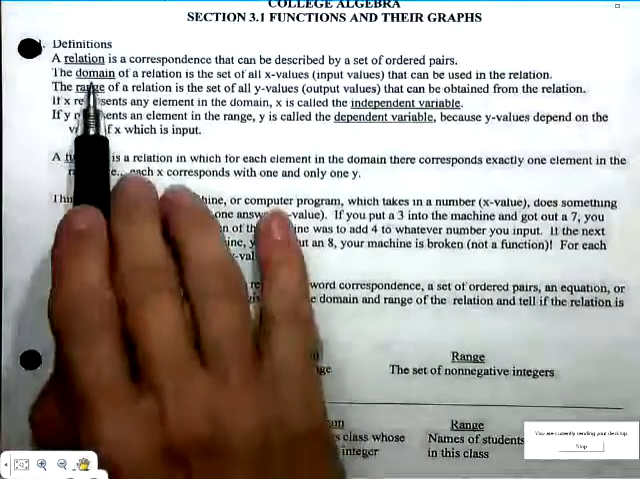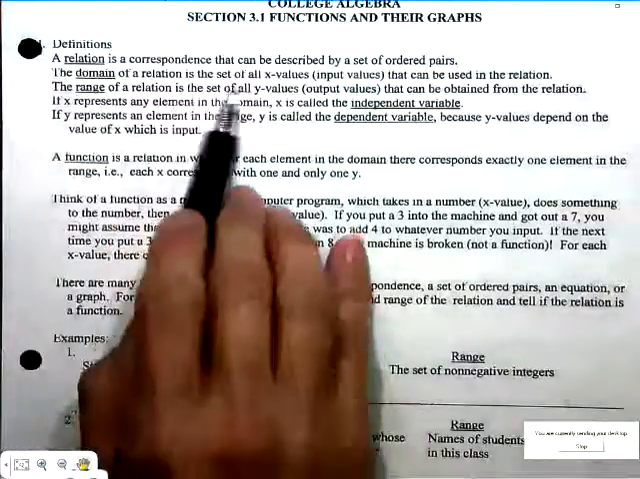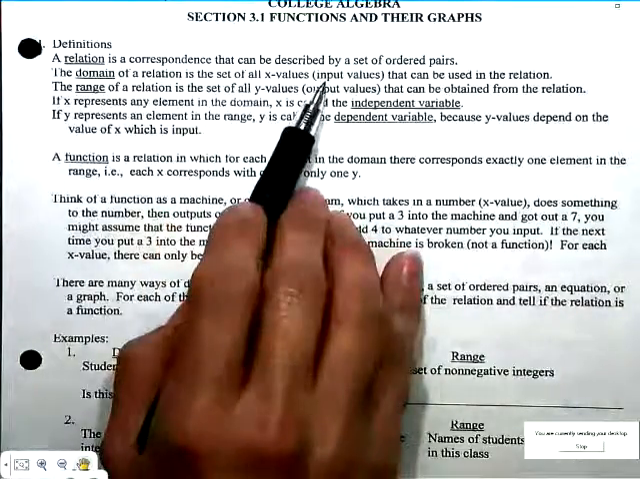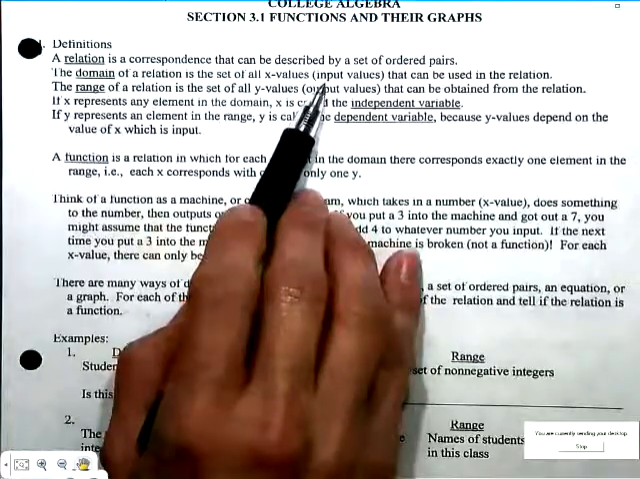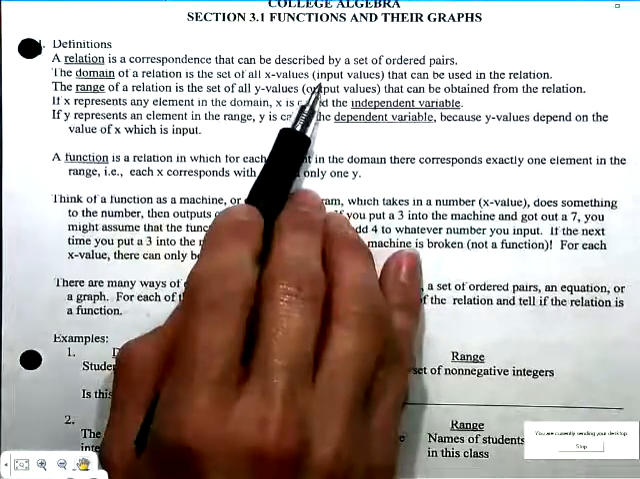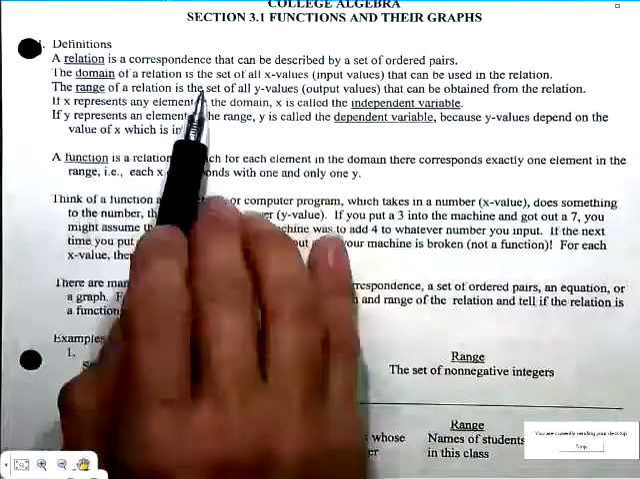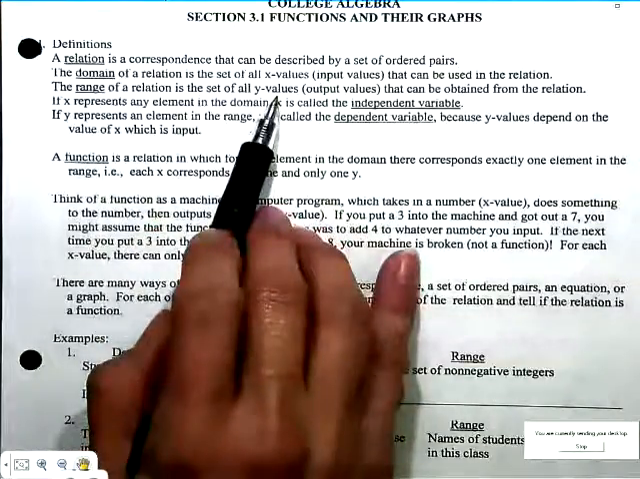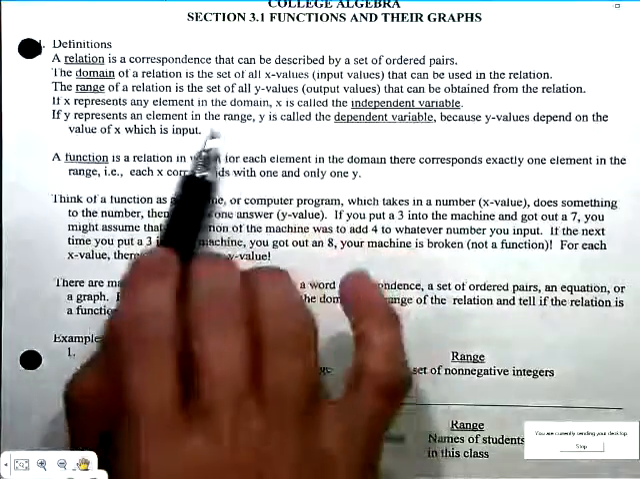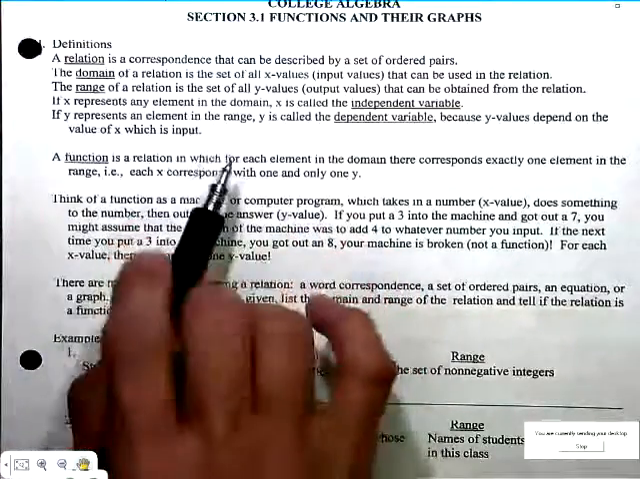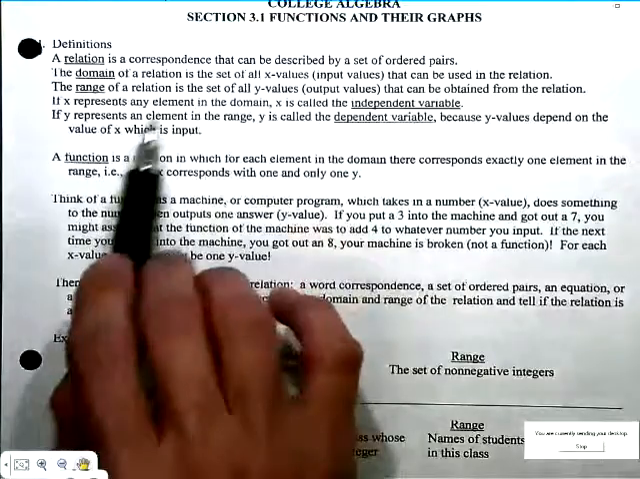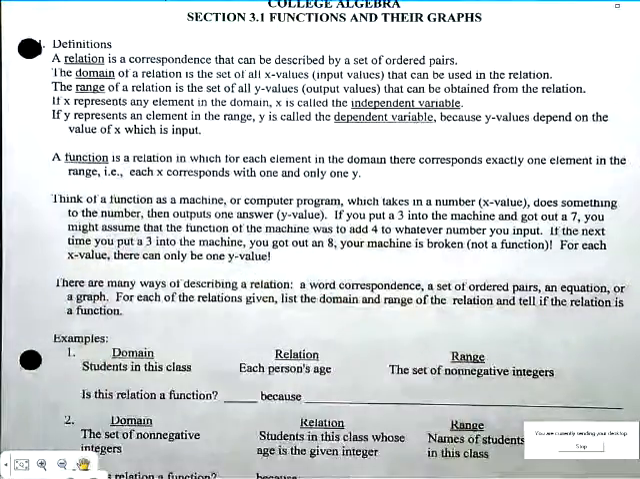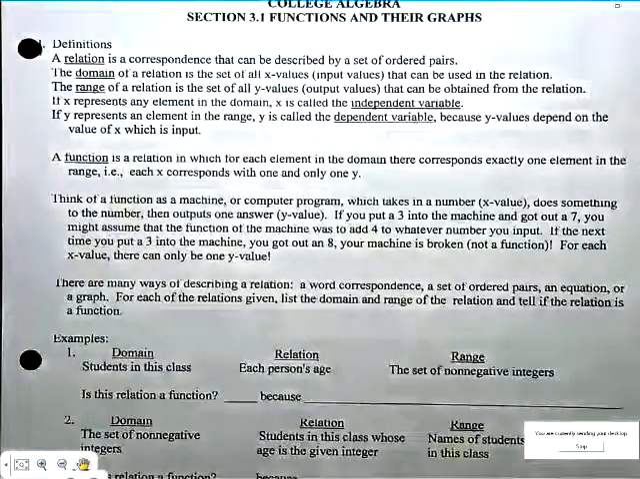The domain of a relation is the set of all x values or input values. We'll talk about why they're input in just a minute. But they're all the x values that can be used in the relation, and the range is the set of y values or output values that can be obtained from the relation. If x is any element in the domain, it's called the independent variable, and if y is any element of the range, it's called the dependent variable, because the value of y depends on the x that you put in.